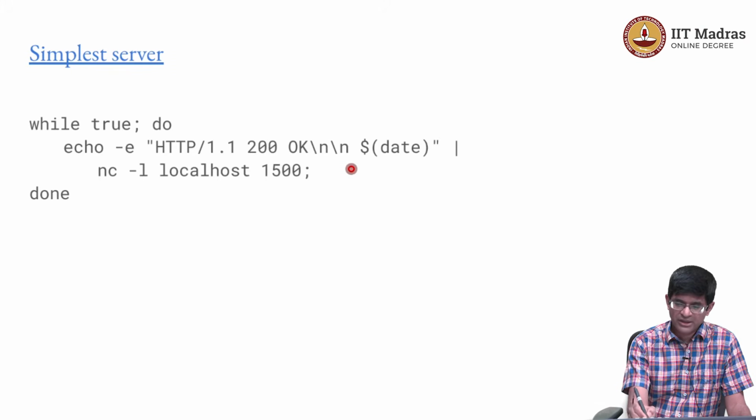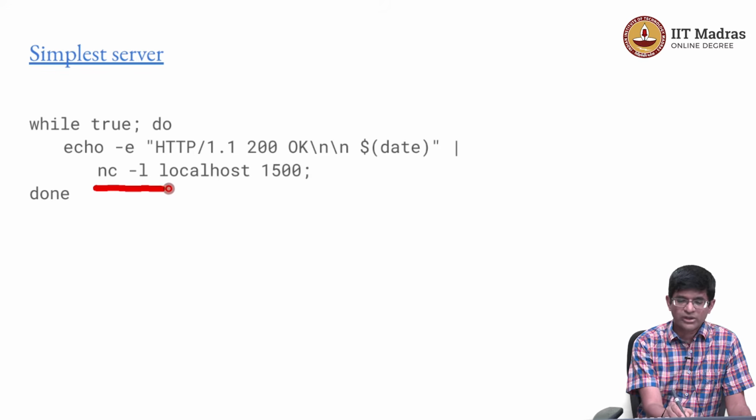No, it is going to pipe it into this second command out here, which is nc. This is a command called netcat, and netcat is going to listen on localhost, that is the local server, port number 1500. That's what this server is now doing. Essentially the nc -l localhost 1500 is the part that's actually implementing the server.